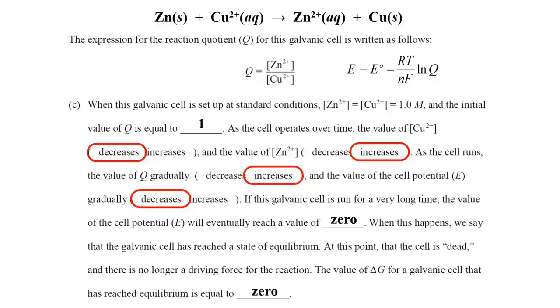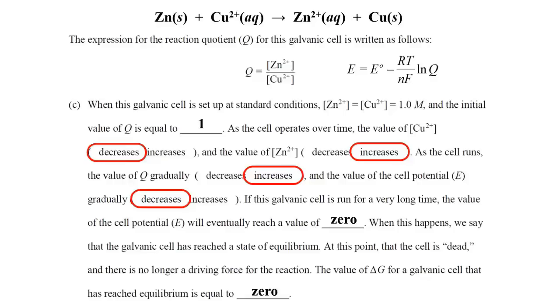As far as delta G, the value of delta G for a galvanic cell that has reached equilibrium is equal to 0. So we have the initial standard conditions where Q equals 1, and then we have the non-standard conditions, which is what happens naturally as the cell runs over time. So Q gets larger and larger, the cell potential gets smaller and smaller until eventually Q becomes a very large number and the cell potential equals 0.